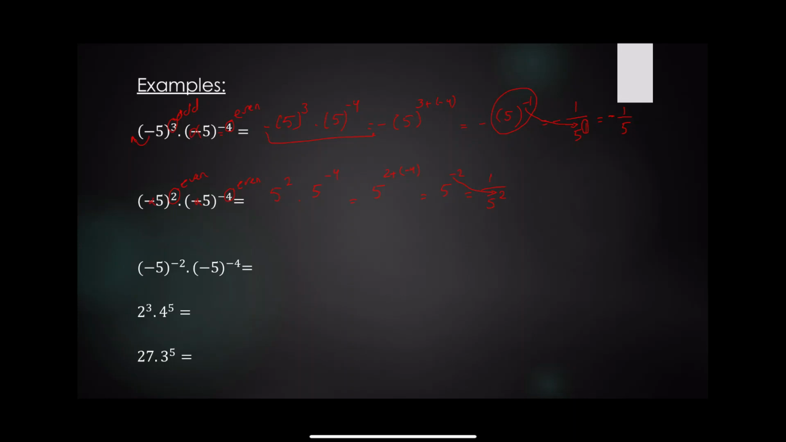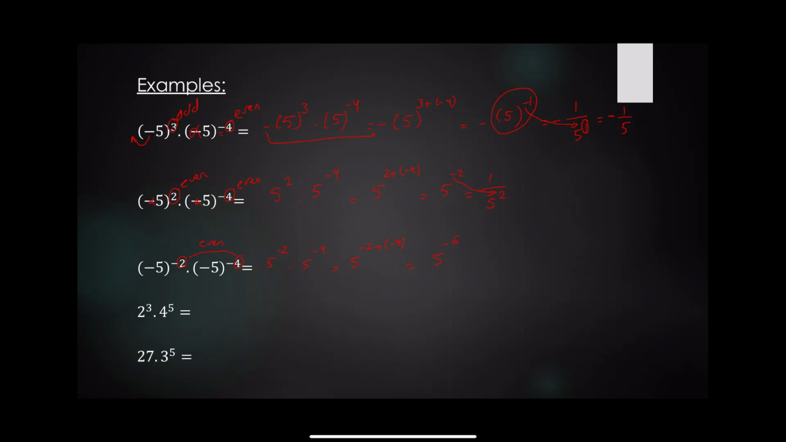Negative 5 to the power negative 2 and negative 5 to the power negative 4. We don't care about the signs of the exponents. We have 2 and we have 4, and both of them are even. So it's 5 to the power negative 2 times 5 to the power negative 4, and it is 5 to the power negative 2 plus negative 4, which is 5 to the power negative 6.